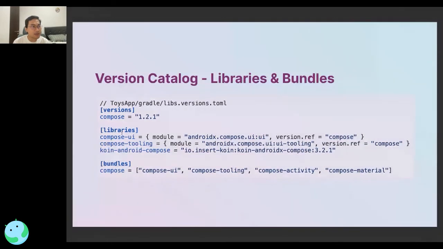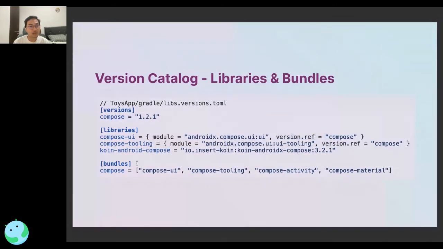You can put a library version in the version section. In the library section, we put the artifact group and name. In this example, I want to use the Compose library for our modules. We declare the Compose version that we want to use under the version section and refer to the Compose version like this.